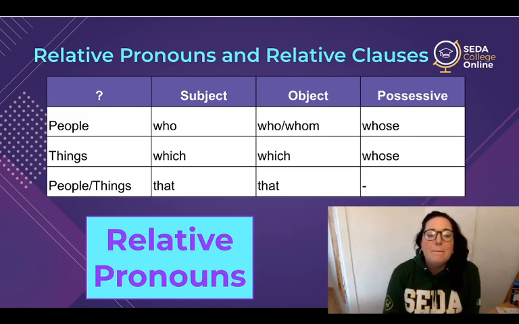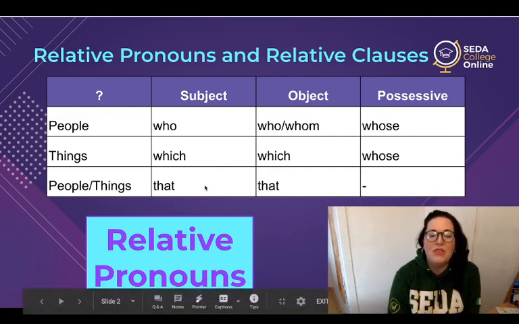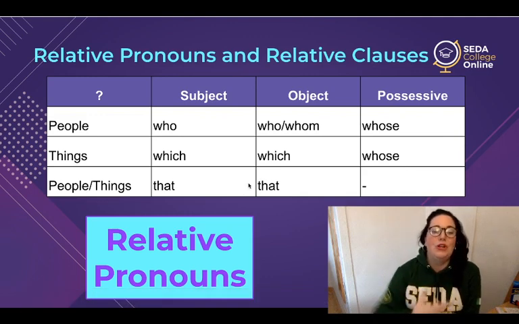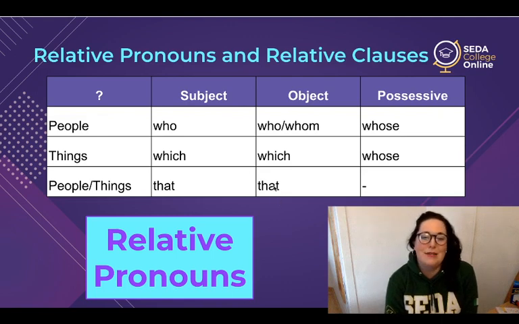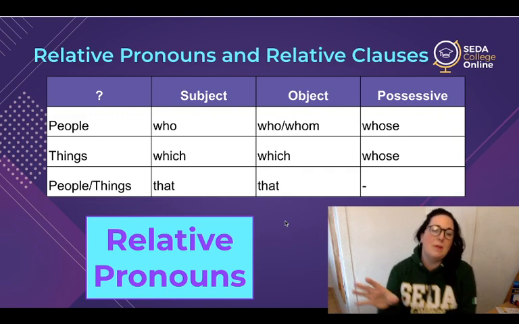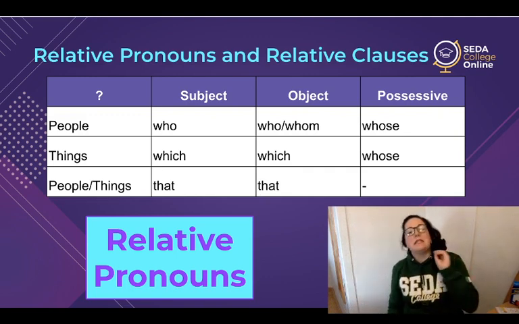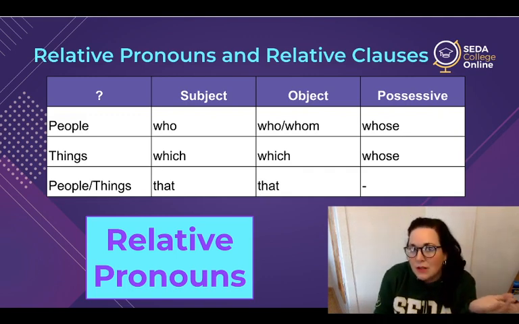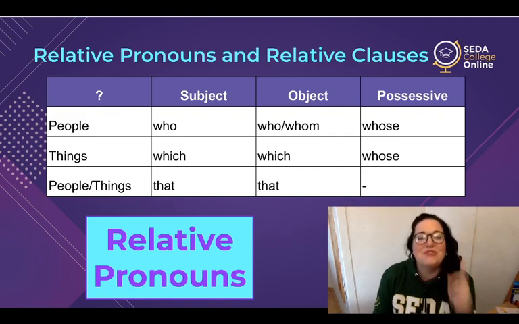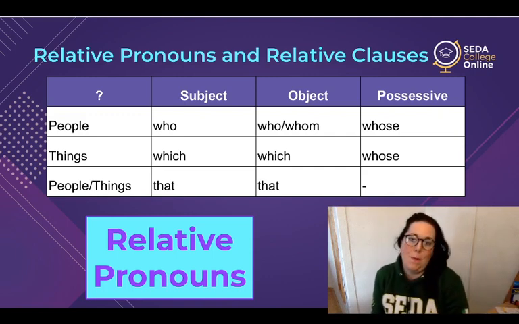All right. People or things, we can use that, and there's no possessive in this one, okay? We already have the possessives for those, all right? But I wanted you to know that that is kind of neutral, and you can use it for people or things, okay? Great. So this is our relative pronouns. You want to keep these in your mind. So if the person is an object, what can you use? You got it. Who or whom.